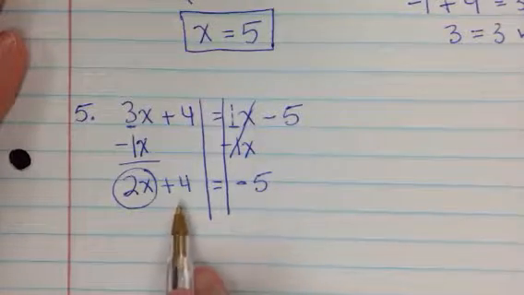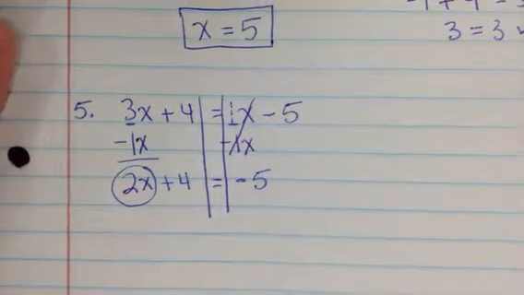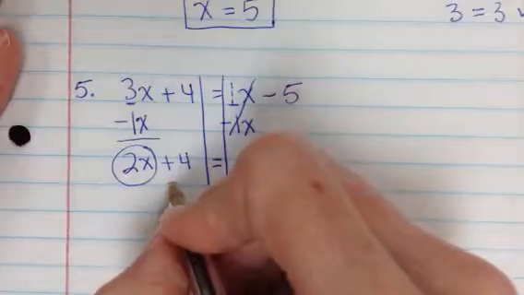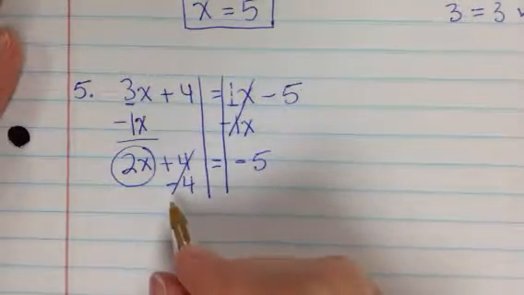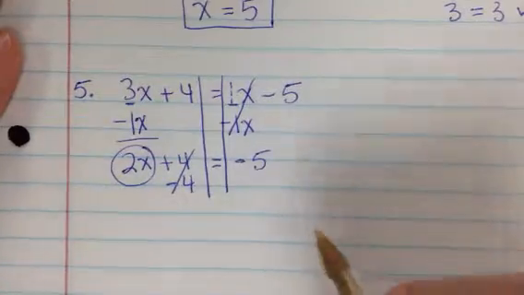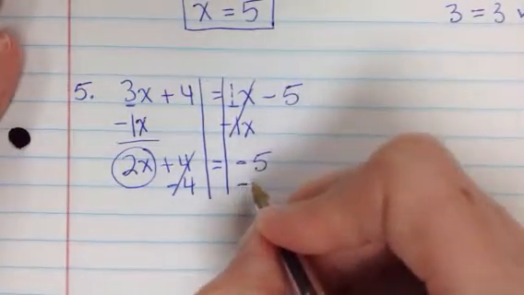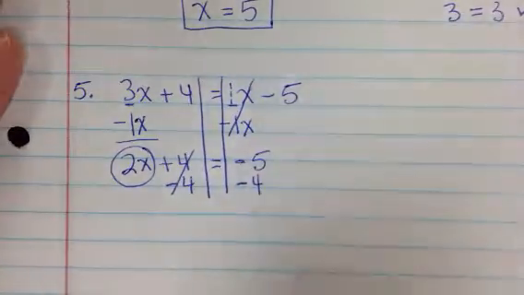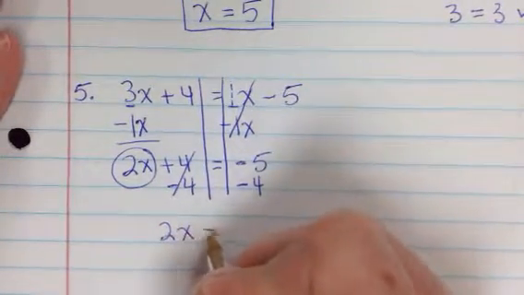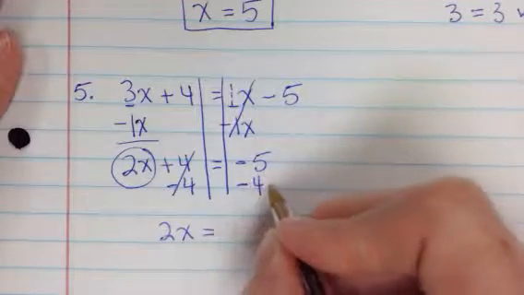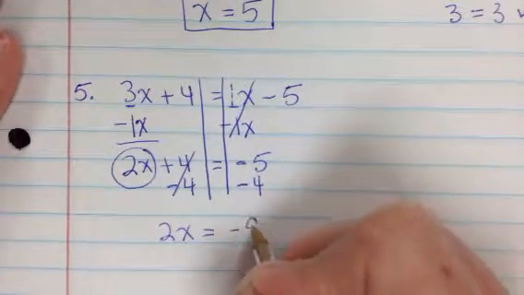So I want to get rid of this plus 4. In order to do that, I must subtract 4. That creates a 0 pair, so I can cancel that out. But what I do to one side of the equation, I must do to the other. So over here on the right-hand side, I'm going to take away 4. I'm going to rewrite everything. So on the left-hand side, I still have 2x equals negative 5 minus 4 creates a negative 9.